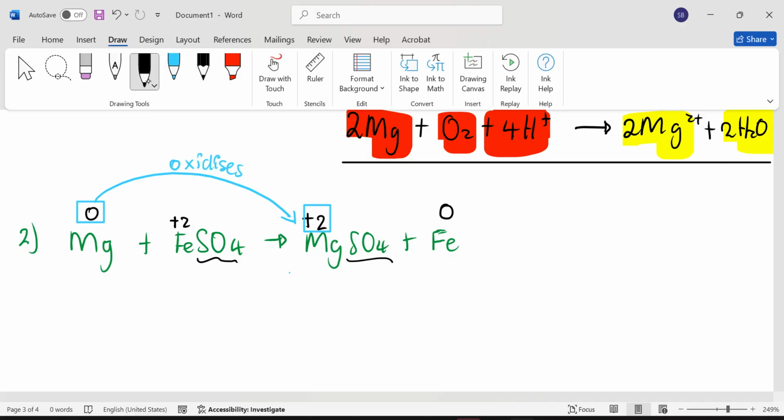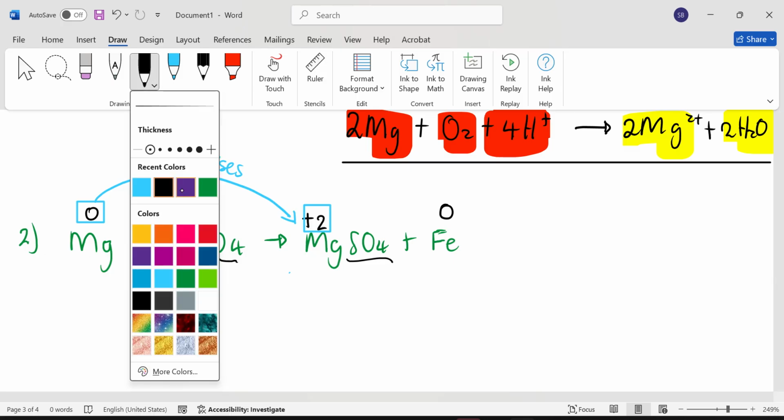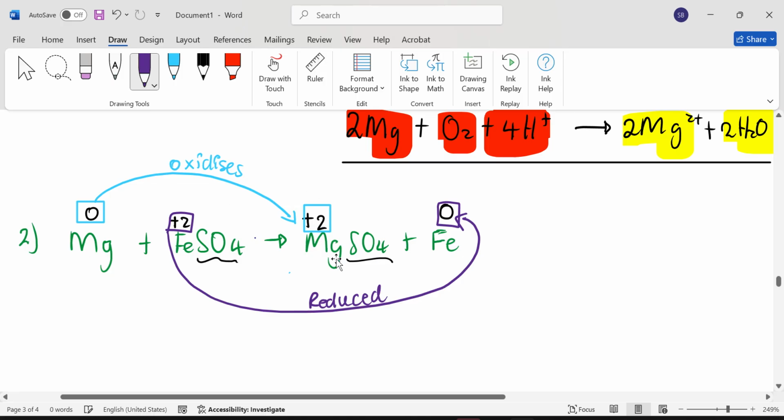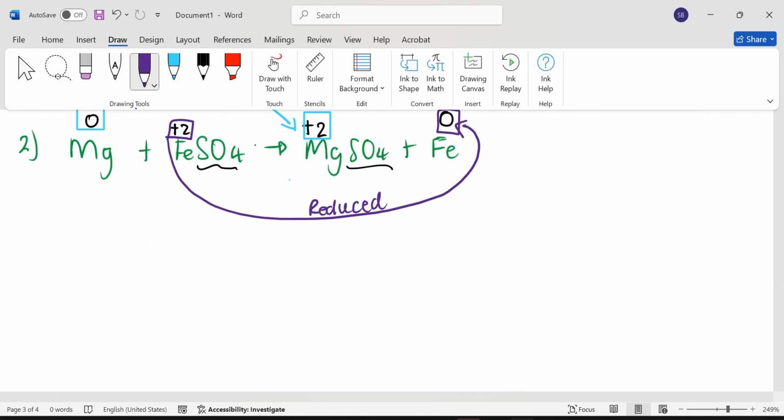And then if you take a look at iron, the oxidation number decreased from a positive 2 to a 0. What does it tell you? Decreased from a positive 2 all the way to a 0. It reduced because it decreased in oxidation numbers. Now we've identified our magnesium and we say that it oxidized, and our iron was reduced.